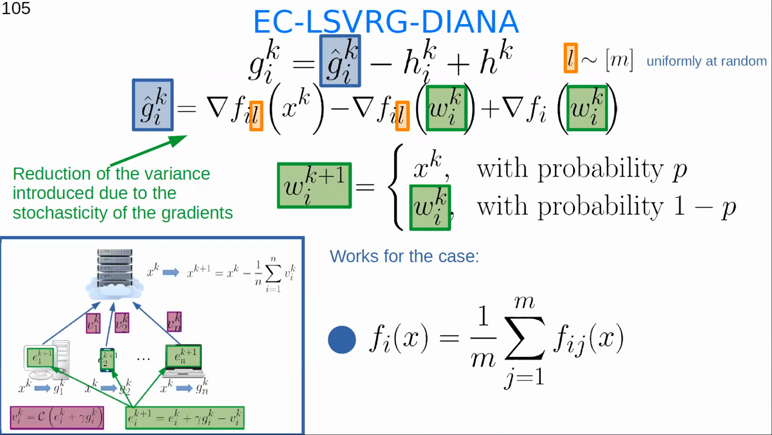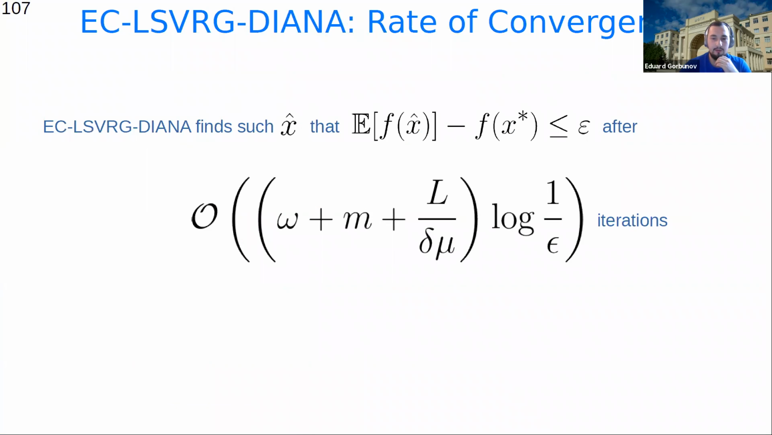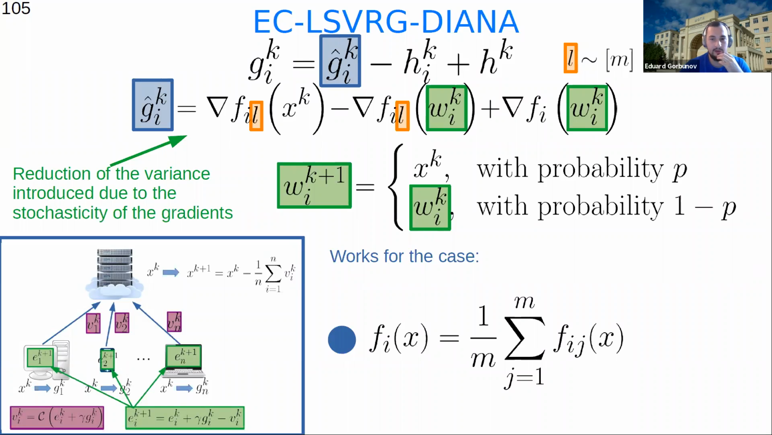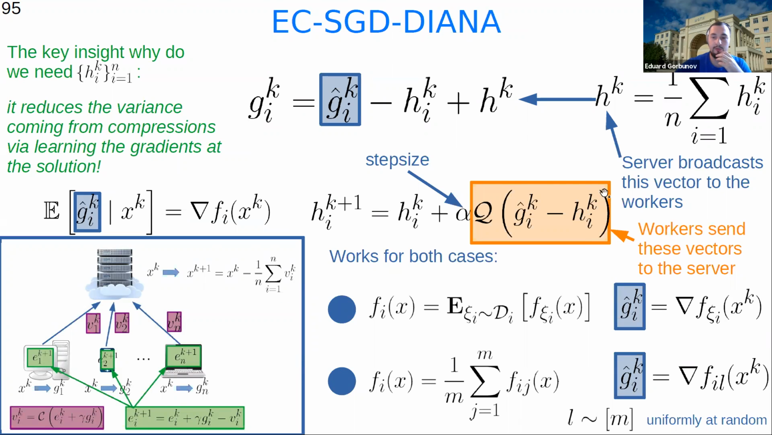There's another question, by Othman, so I'm going to unmute you. I was just wondering, the results that you were presenting had this term omega in them. So this means that you are using the unbiased version of compression. My question was whether those rates are also valid for biased compressors or not. The rates for DIANA and EC-LSVRG-DIANA. In the DIANA paper and variance reduced DIANA paper, it is crucial to use unbiased compressors. Or do you mean that here it is also crucial to use unbiased compressors? Okay, thanks. Thank you.